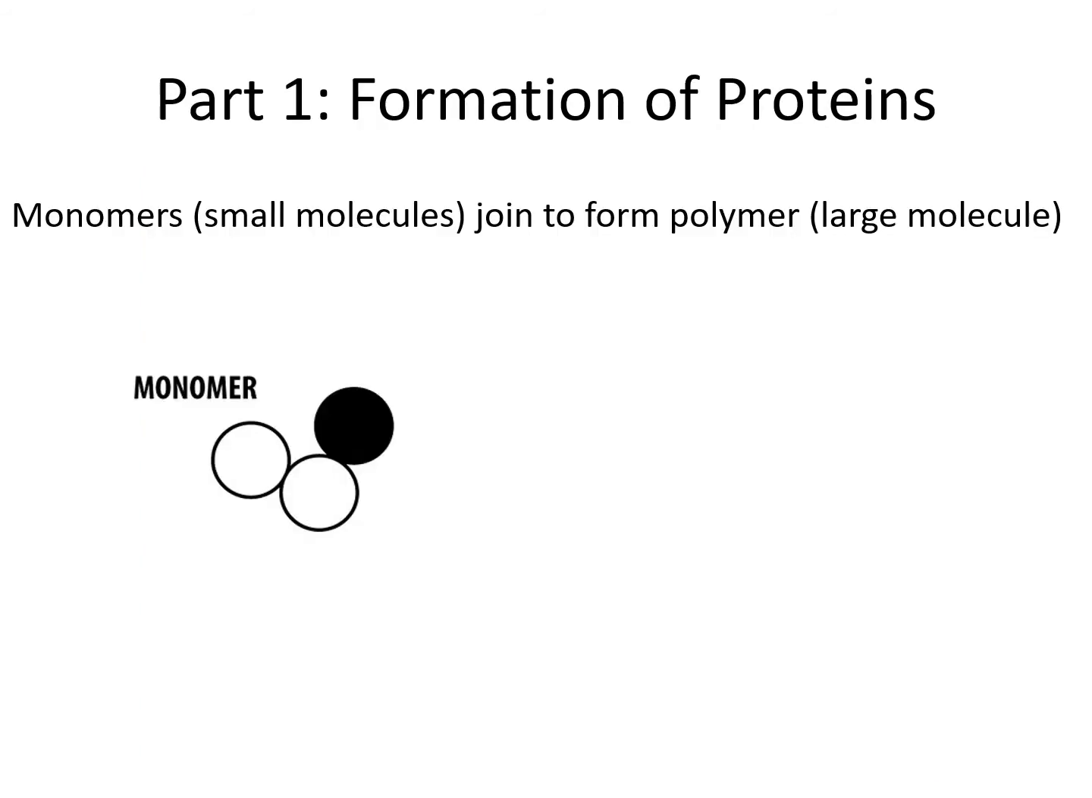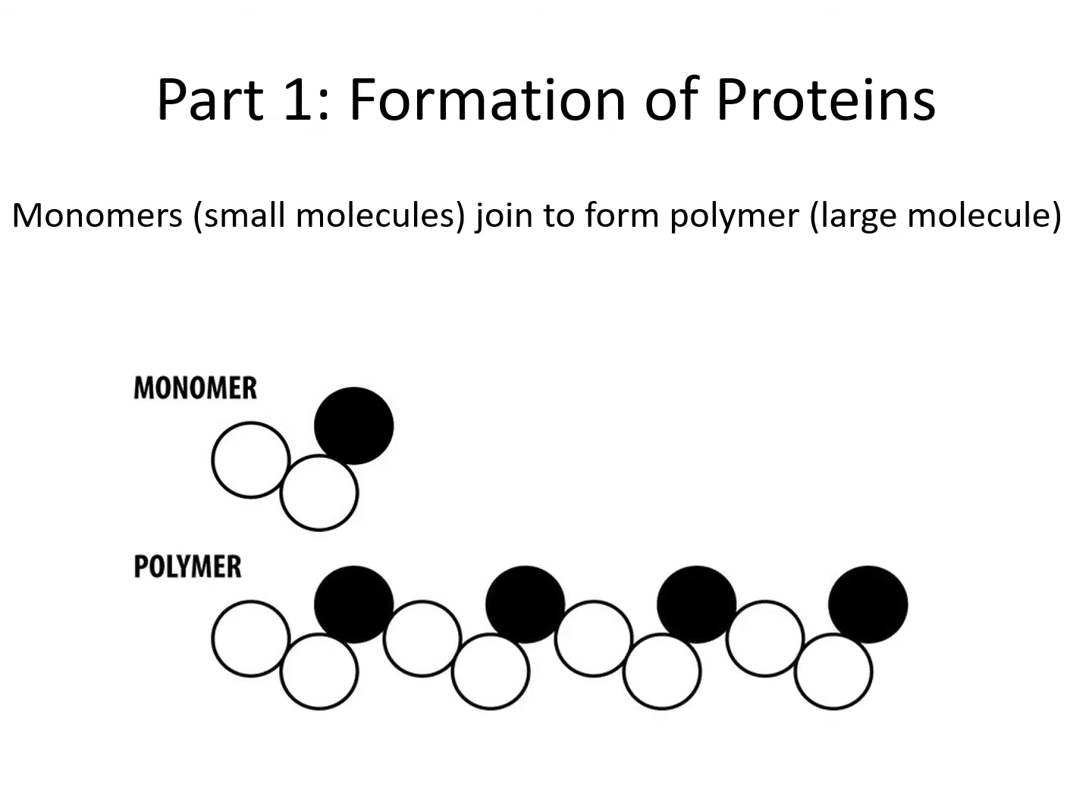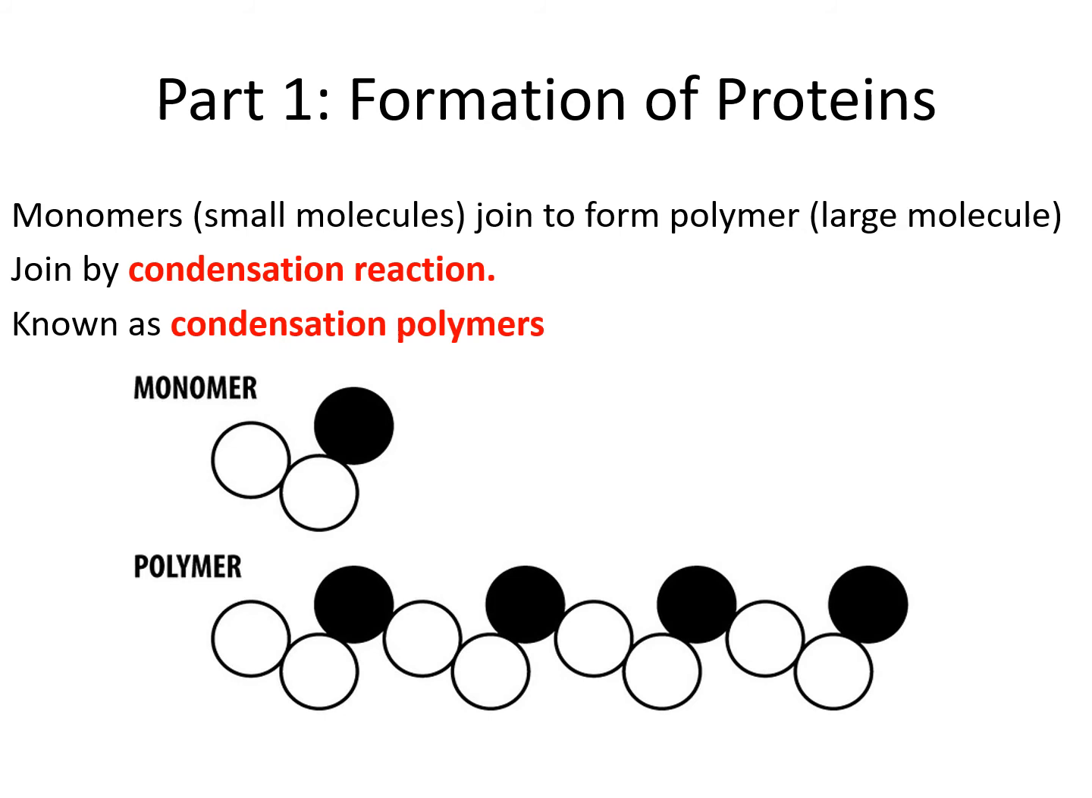The way that the body makes proteins, the way that it makes muscle, for example, is it takes small molecules and joins them together to form one big molecule. We refer to the small molecule as a monomer and the larger molecule that's formed as a polymer. Now, the type of reaction that happens when these monomers join together to form a polymer is a condensation reaction. And because we're forming it via a condensation reaction, we refer to the polymers as condensation polymers.